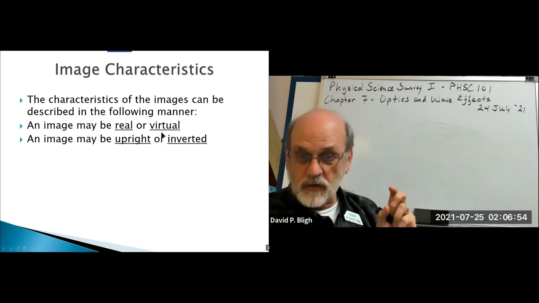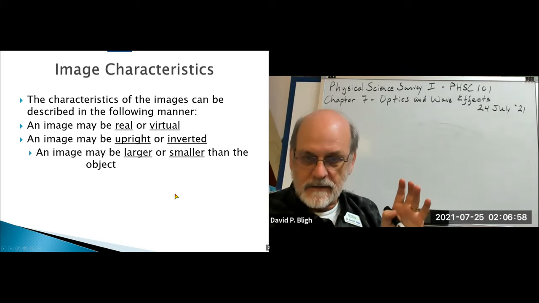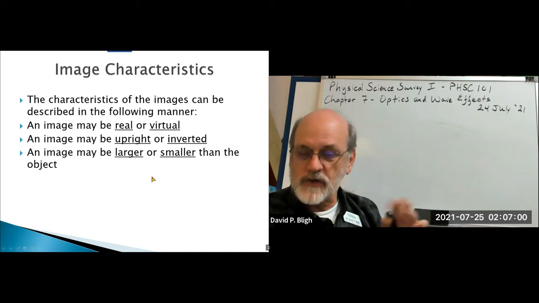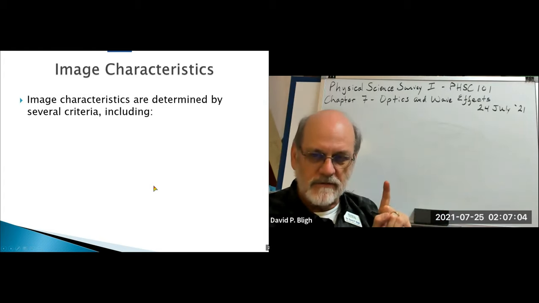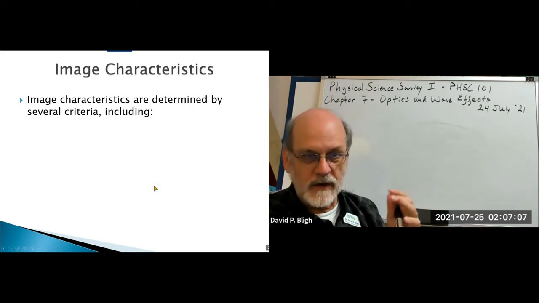The image could be called real or virtual. It could be upright or inverted, and we've seen that. It could be larger or smaller than the object. But we need to define what we mean by real and virtual. The other two are self-explanatory.